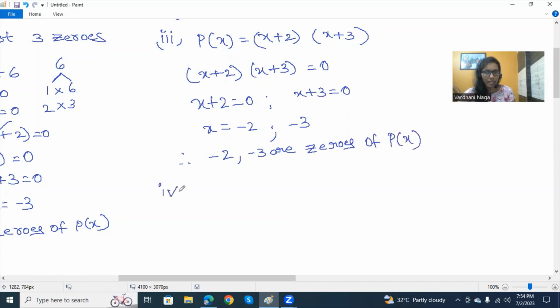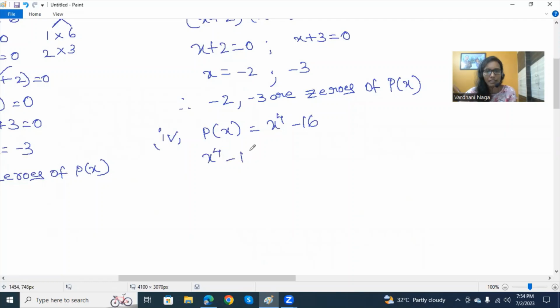Next, the last one. Given p of x is equal to x power 4 minus 16, find the zeros of the polynomial. For finding the zeros of the polynomial, take the polynomial and equate it to 0. See, here only two terms are there. The middle term is not there. You can't do the splitting the middle term method. Here you need to apply some logic.